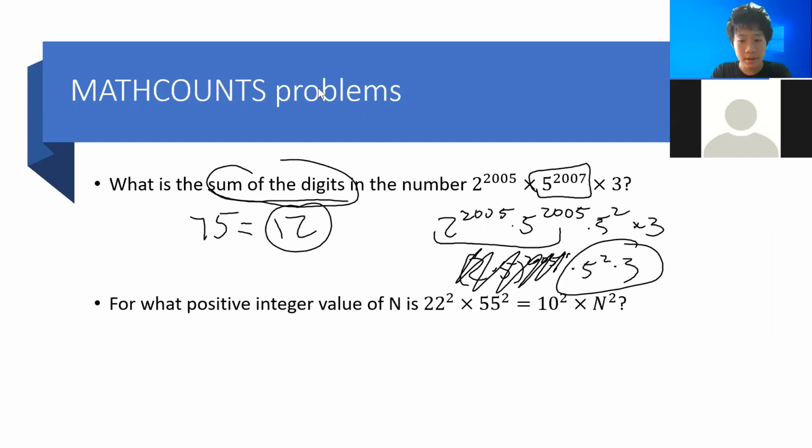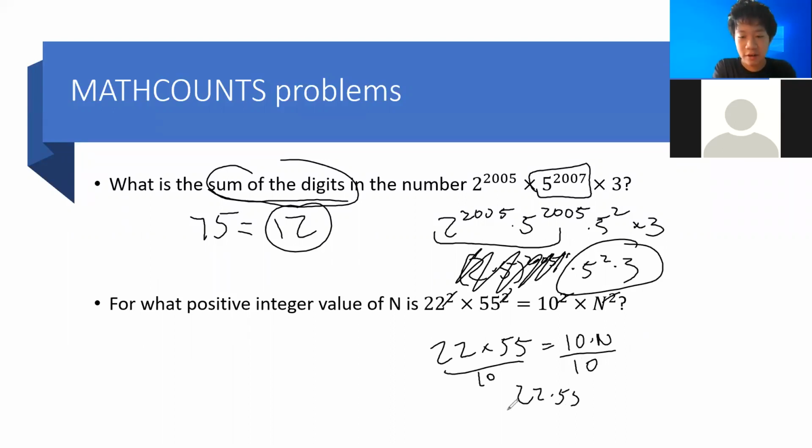Okay? Next one. Well, it was a lot like the first problem on the last slide. Since there's a power of 2 on all of them, we can basically take them out because they really don't make any difference. All right, so all we have left is 22 times 55 equals 10 times n. Okay, so all you need to do now is divide 10 on both sides to get 22 times 55 over 10 equals n. And you could just multiply these out straightforward, and that wouldn't take that much time.